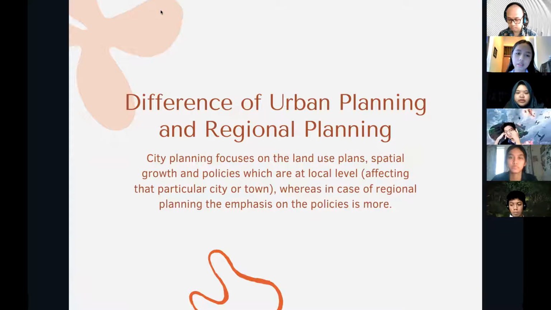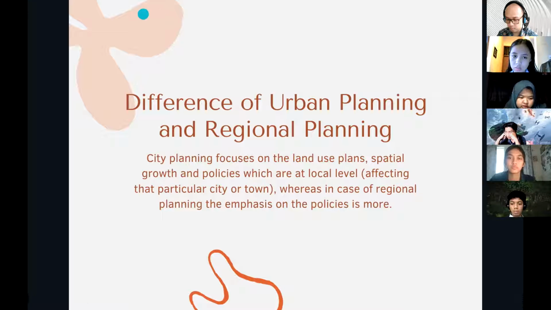And the next is the difference between urban planning and regional planning. City planning focuses on land use plans, spatial growth, and policies which are at the local level, affecting that particular city or town, whereas in regional planning, the emphasis is more on policies. Those policies become the guideline for the urban areas, and their existing plans are modified accordingly. This helps in meeting the larger requirement of the whole region. Regional planning is an urban planning strategy that focuses on the social, economic, and environmental development of a specific area. Regional plans address the needs of the entire region rather than just one municipality.